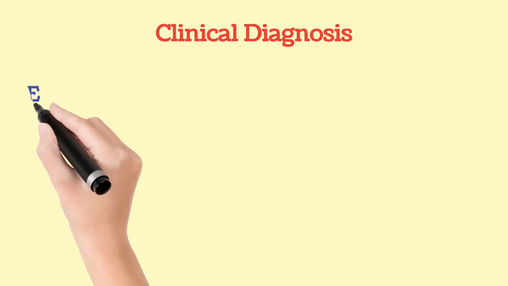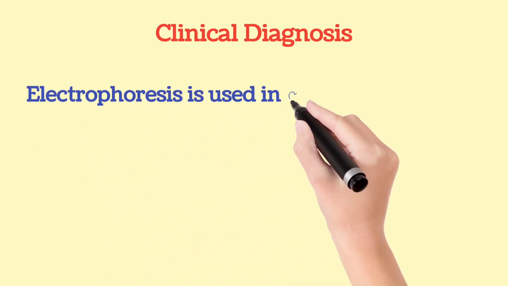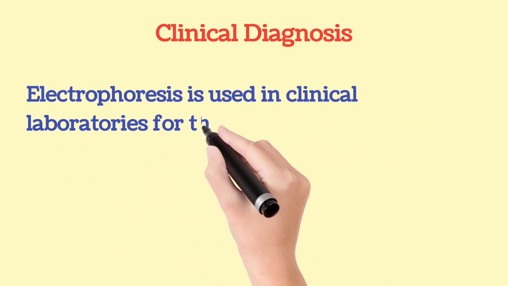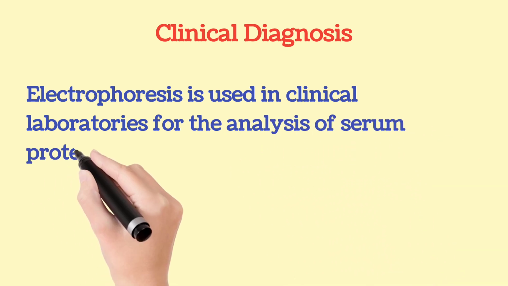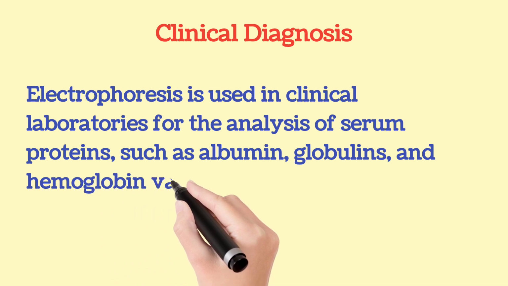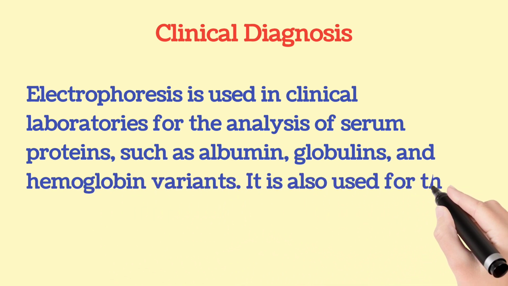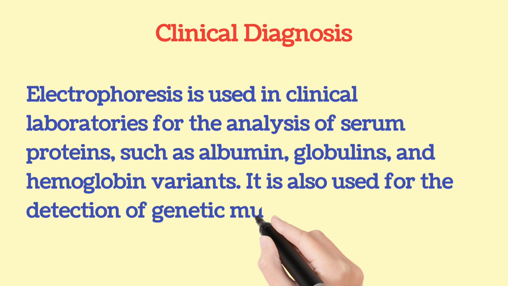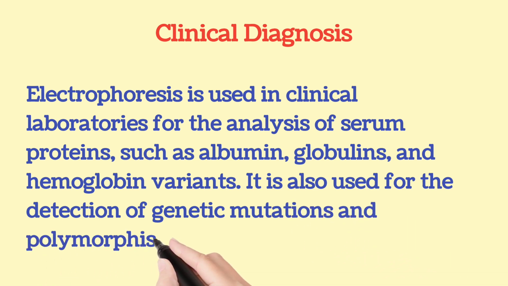3. Clinical diagnostics. Electrophoresis is used in clinical laboratories for the analysis of serum proteins, such as albumin, globulins, and hemoglobin variants. It is also used for the detection of genetic mutations and polymorphisms.